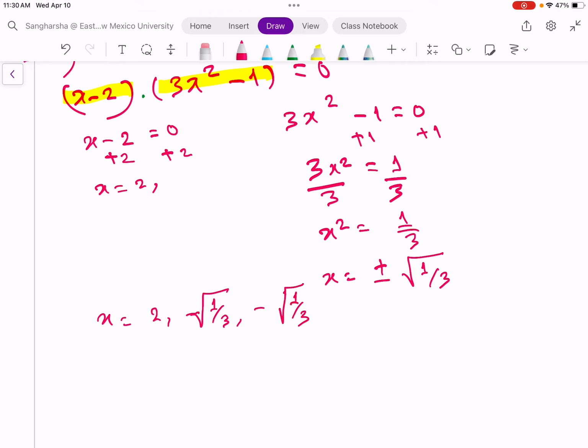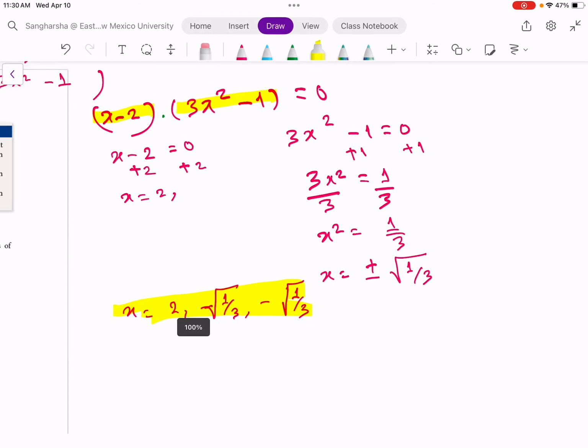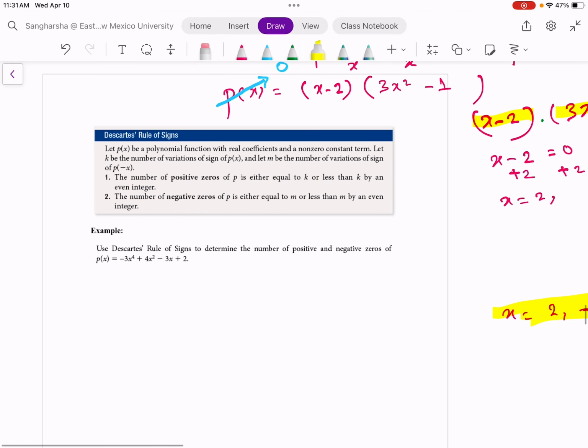So these are the real zeros. Now if we compare our real zeros and the rational zeros, it's not true that all real zeros are rational zeros, but we can always find at least one real 0. Sometimes every real 0 can be a rational 0. So finding the rational zero helps us to find the zeros of a function easily here. So this is how we can find the real zeros for the function.